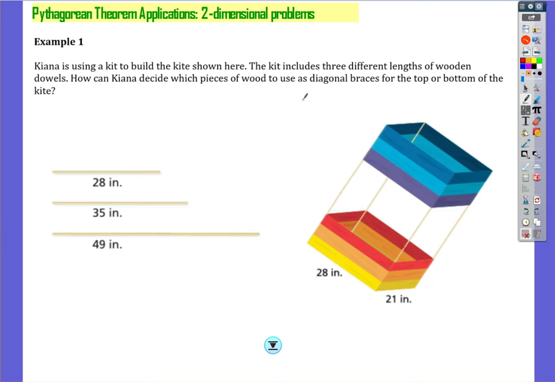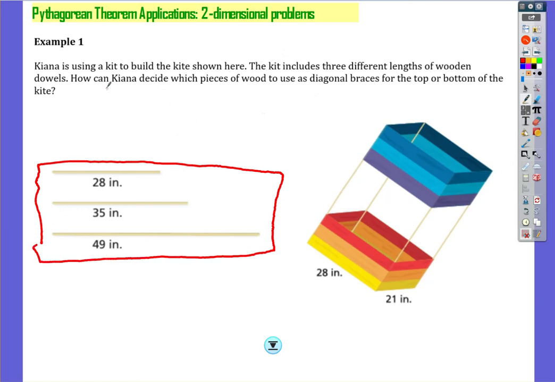So we're going to start now with applications. So we've got Kiana, and she's using a kit to build a kite shown below. The kit has 3 different lengths of wooden dowels, which are shown here. And then it says Kiana is to decide which piece of wood to use as a diagonal brace for the top or bottom of the kite. So let's look at what we have and what it means to have a diagonal brace.